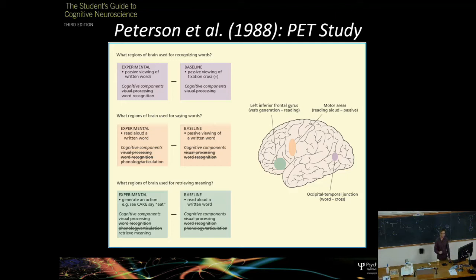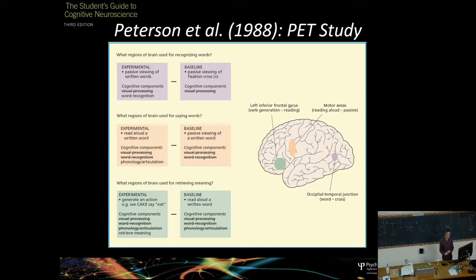So finding out what parts of the brain are involved in written word recognition will depend on what you're comparing it against. Are you comparing it against seeing nothing, in which case you're just looking at vision itself and it's nothing to do with words, or are you comparing it against particular things? And that becomes rather problematic because you get these kinds of inconsistencies.